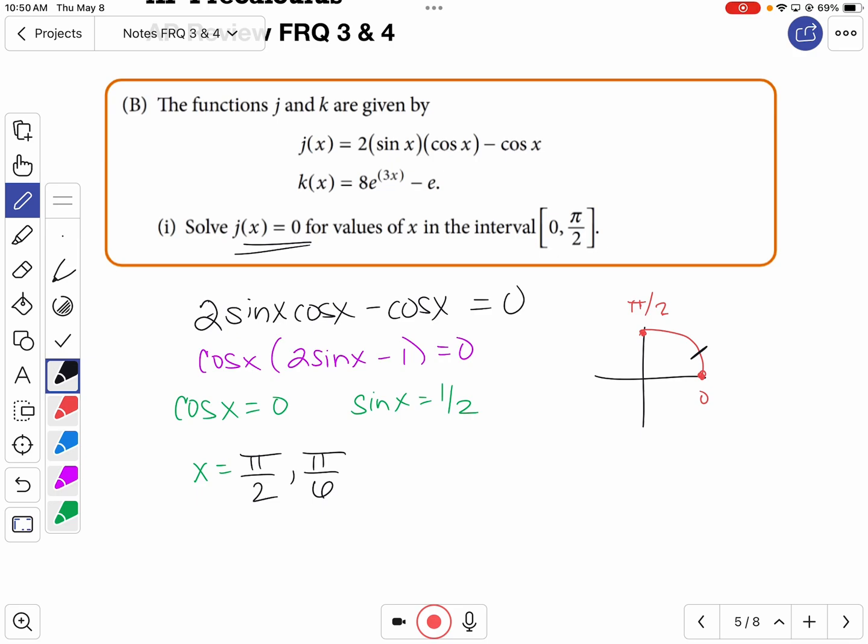So if it gives you a domain, finite answers. That's the clue. All of my answers are going to be right there. If it doesn't, that's when we have to put that plus or minus on it. Let's look at the next one.